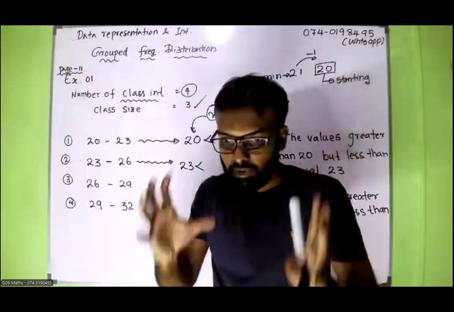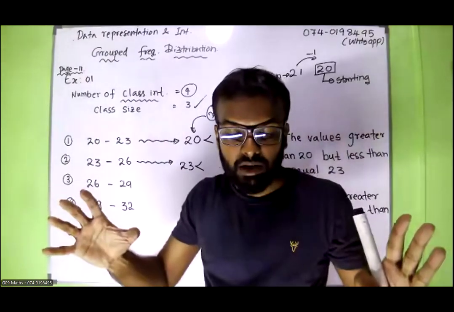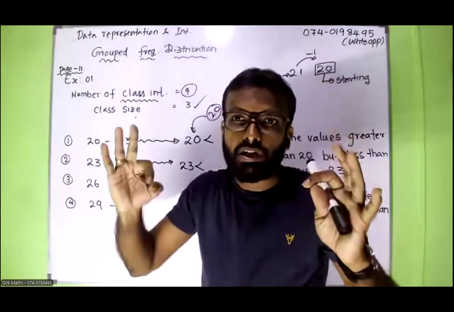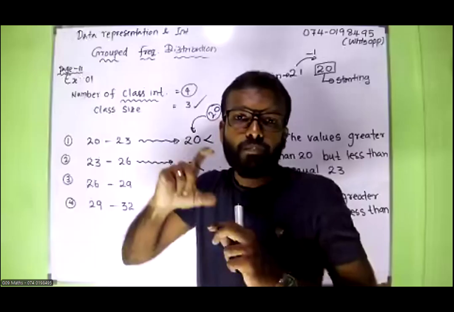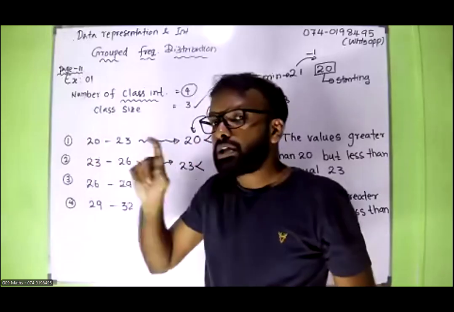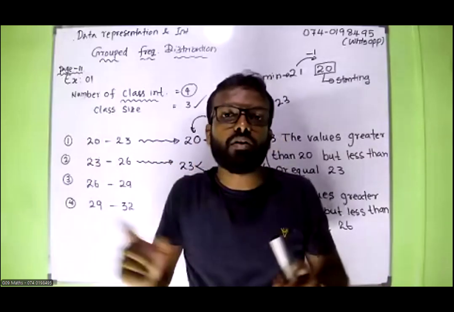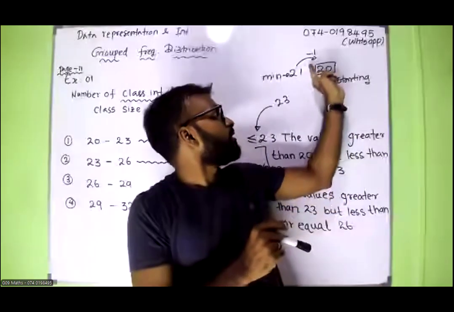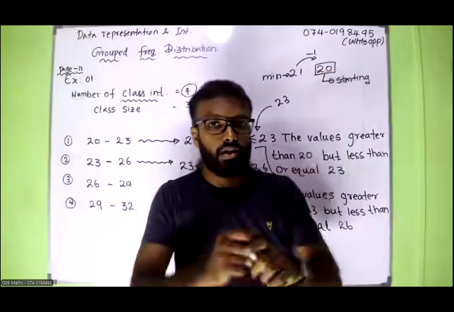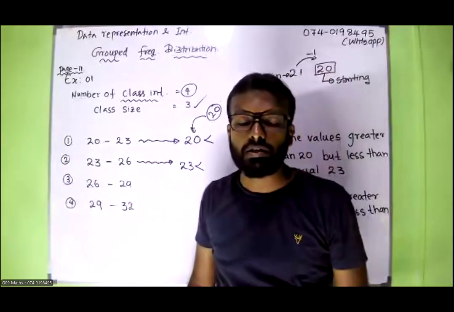If you have a minimum value of a data set, suppose it is 21, you need to start the first class interval by subtracting 1 from that. 21 minus 1, you will get 20. That is the starting point of the first class interval.